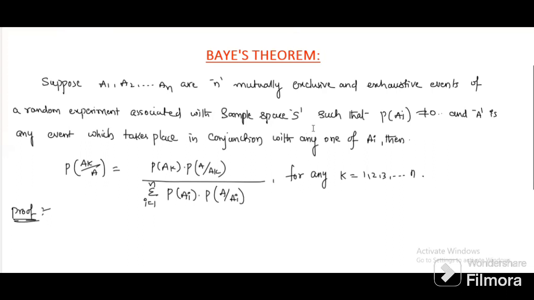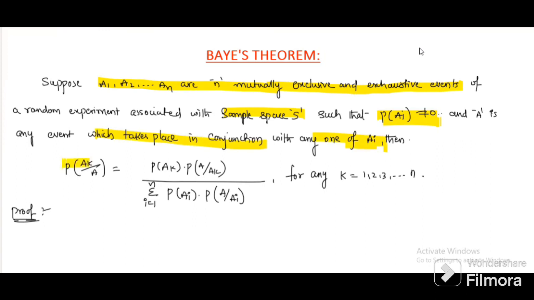Let's just see Bayes' theorem based on the total probability. Bayes' theorem has a statement almost the same: A1, A2, ..., AN are N mutually exclusive and exhaustive events of a random experiment associated with sample space S, such that P of A is not equal to 0, and A is any event which takes place in conjunction with any one of the Ai. Then P of AK by A, meaning A already happened, so what is the probability of happening AK among A1 to AN, is P of AK into P of A by AK divided by P of A, the total probability.